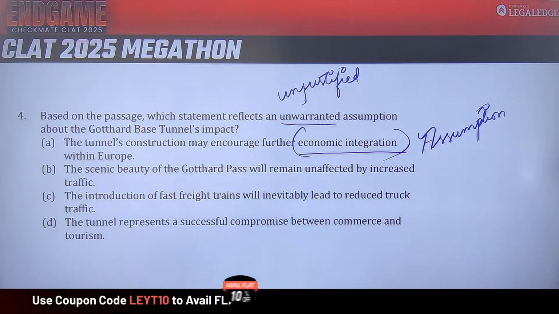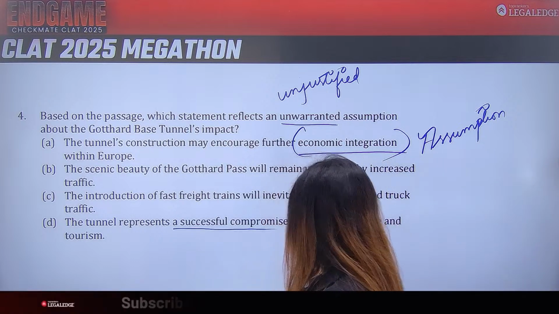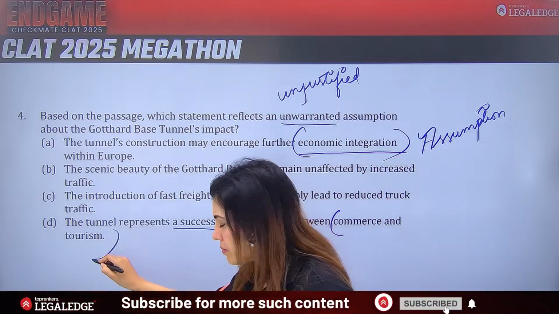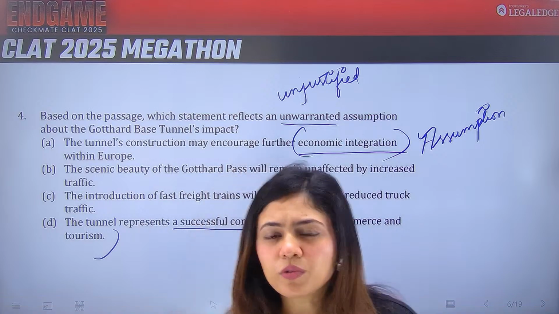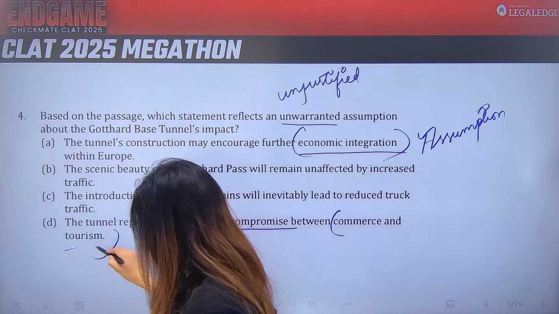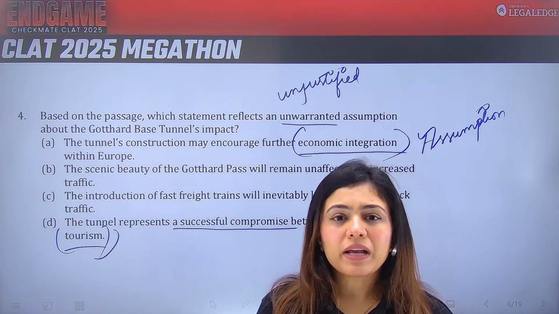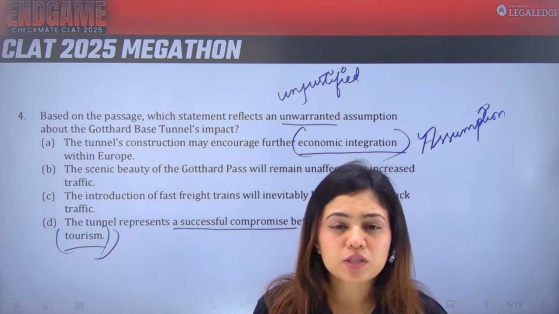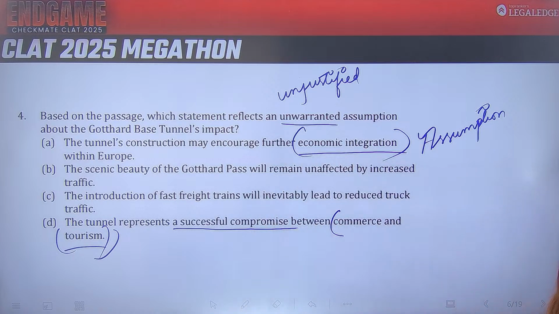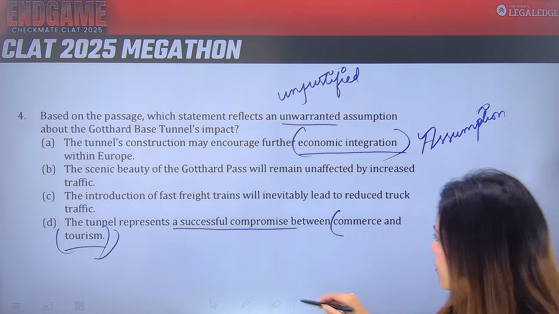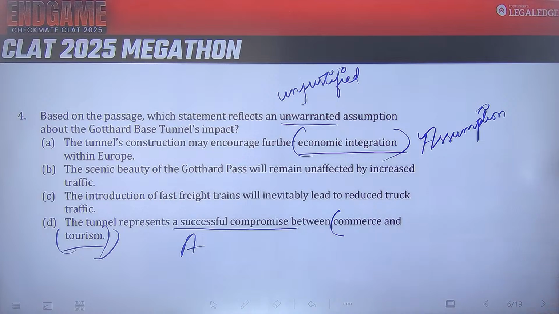Then let's talk about the last one. The tunnel represents a successful compromise between commerce and tourism. Yes, the primary reason to build Gotthard Pass Tunnel was to, first of all, maintain and promote tourism, because that will keep the scenic beauty intact. And secondly, हम इतने easy ways देंगे कि उससे trade बहुत smooth हो जाएगा. So commerce और trade के बीच में एक proper compromise हो रहा है यहाँ पे. We have kind of found the balance that we were looking for. So this is also an assumption.